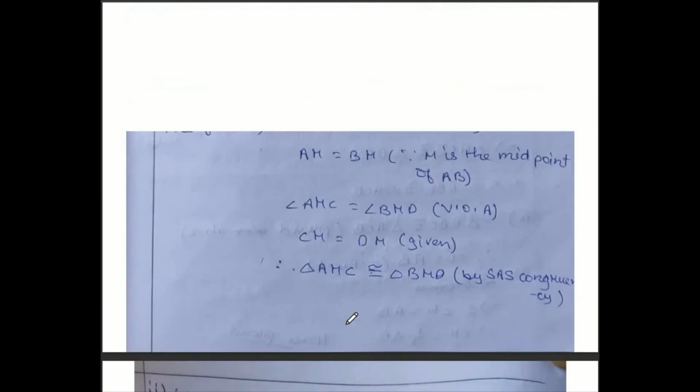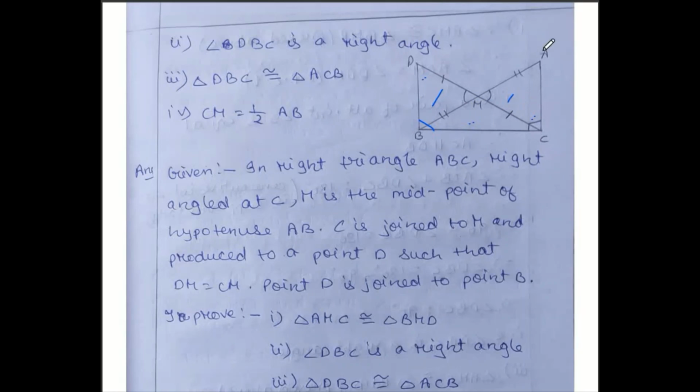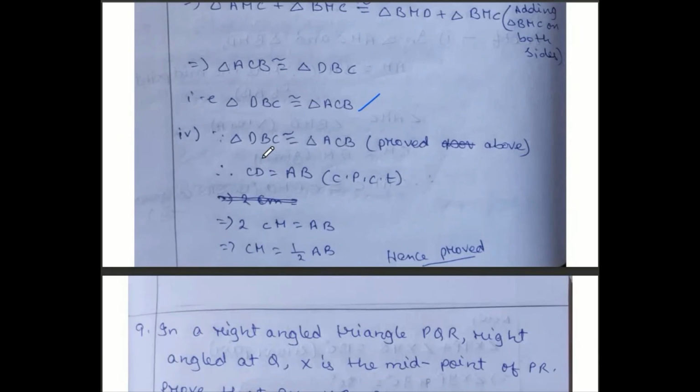Now fourth one. In the fourth question they said CM is equal to half of AB. That is, this CM is half of the whole line AB. For that I have to show this AB and CD both are equal, because these two parts are already equal, these two already equal. So if I can show these two are also equal, then it will come out. And already we know that this triangle ACB and this triangle DBC both are congruent. So to write the fourth answer, please check. Since triangle DBC and triangle ACB both are congruent, proved above, then CD and AB both are equal by CPCT.